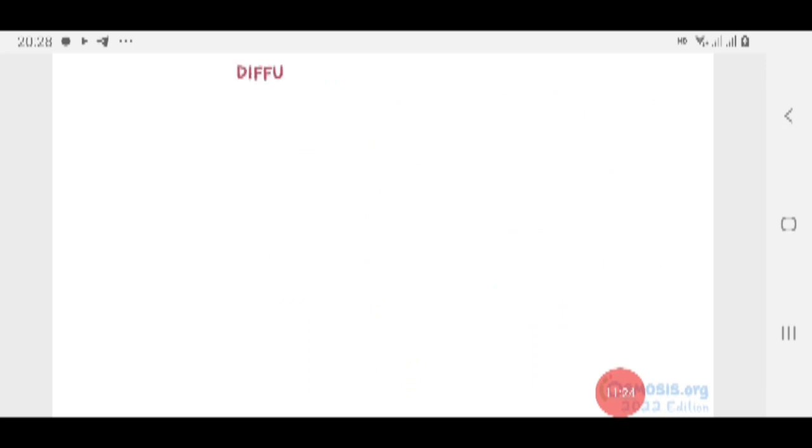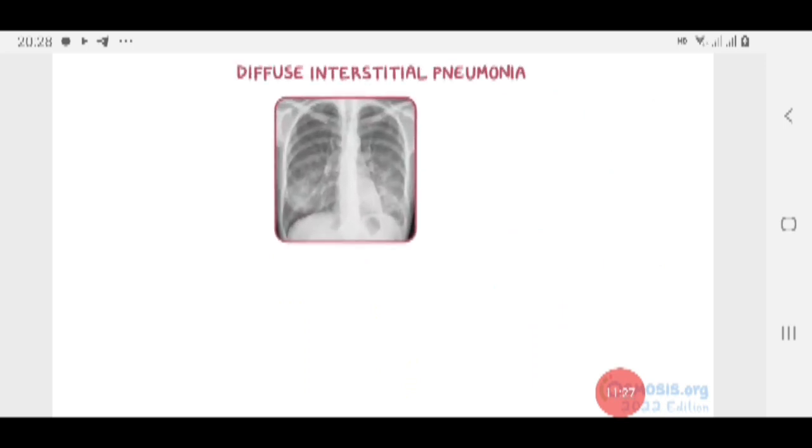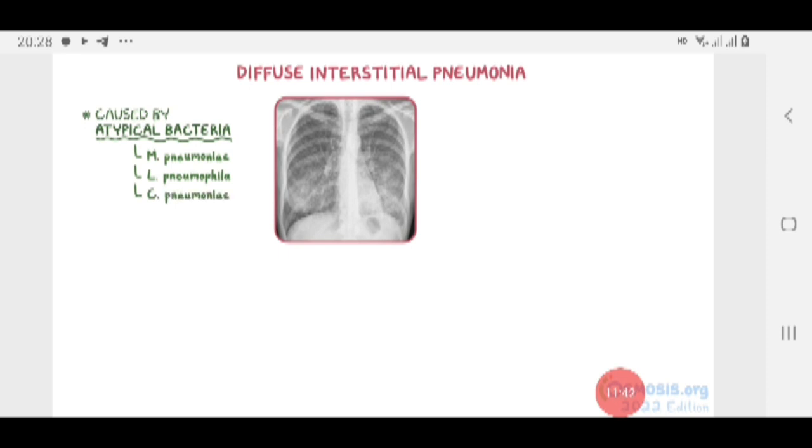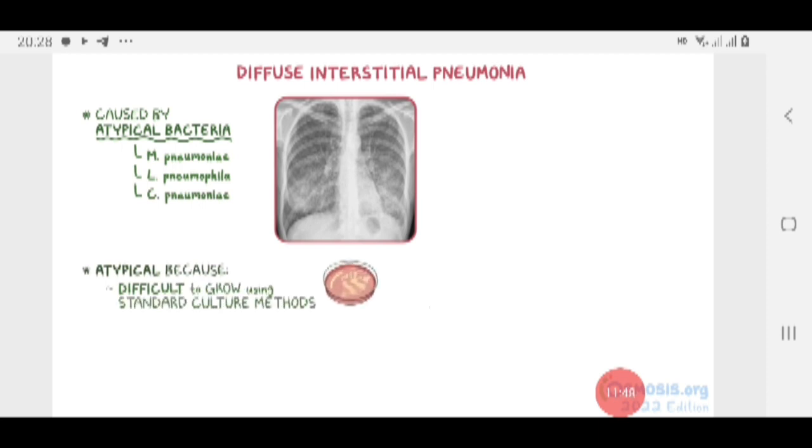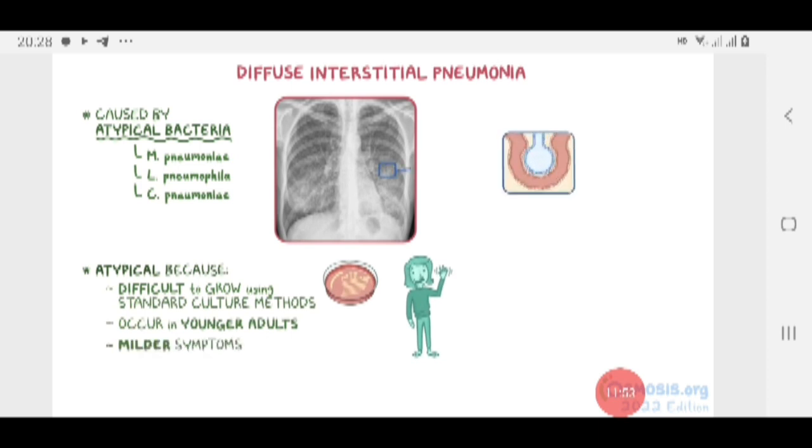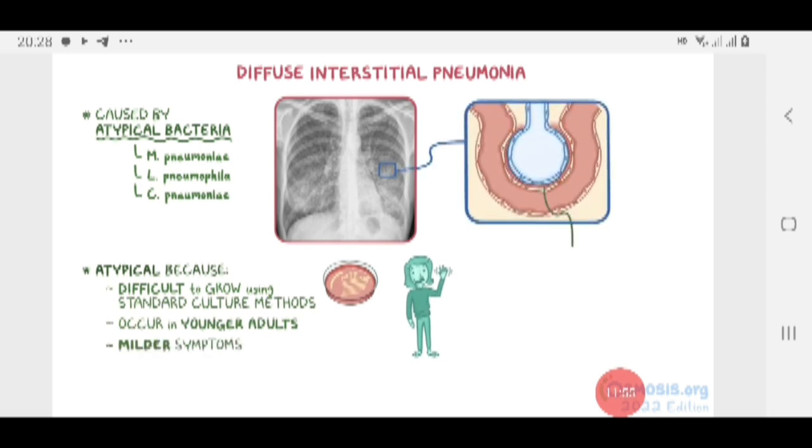Another appearance is a diffuse interstitial pattern on a chest X-ray. Bacteria that cause this appearance are called atypical bacteria, and they include Mycoplasma pneumoniae, Legionella pneumophila, and Chlamydophila pneumoniae. They're atypical because they're difficult to grow using standard culture methods, occur in younger adults, and cause milder symptoms. This pattern is thought to develop because the inflammation is localized to the interstitial walls of the alveoli, but not the alveolar space.